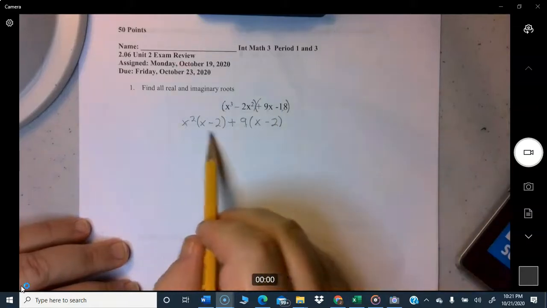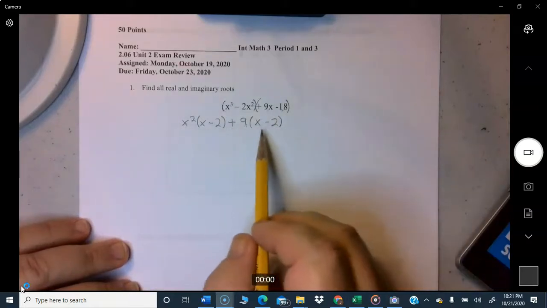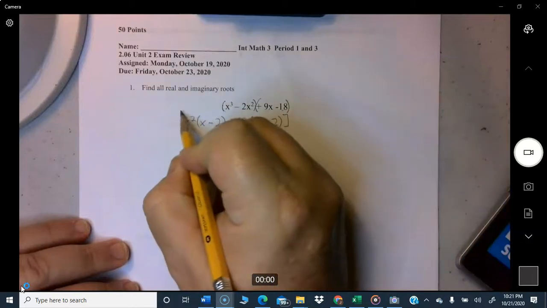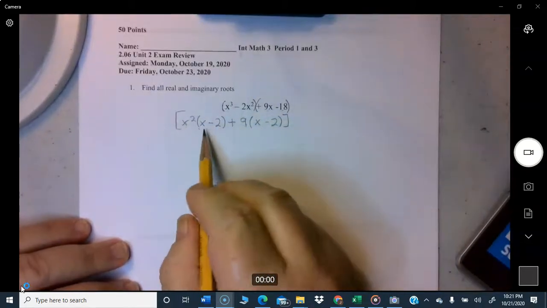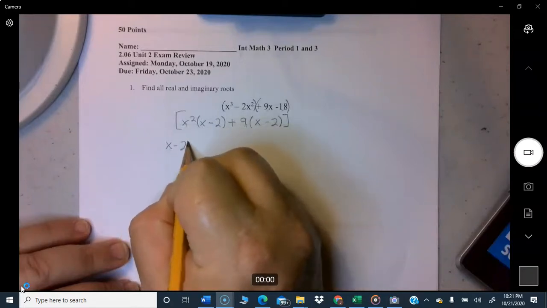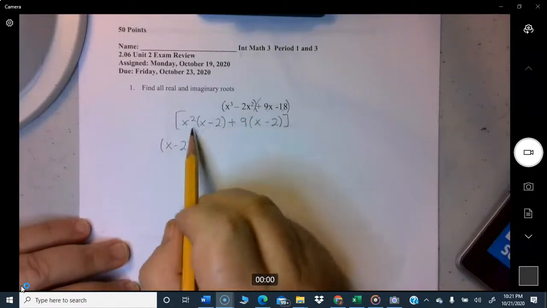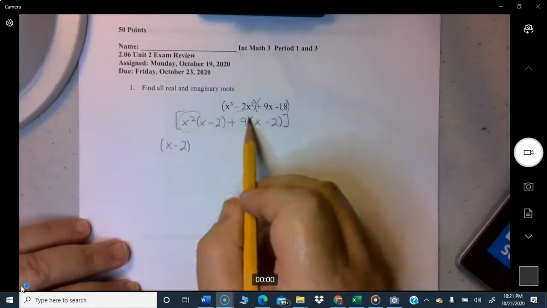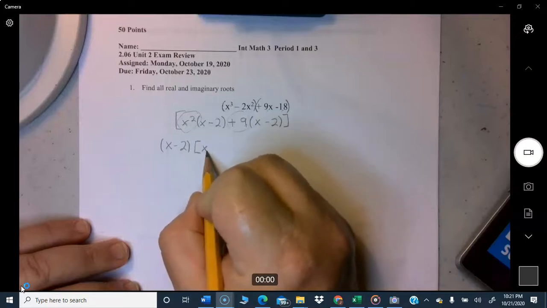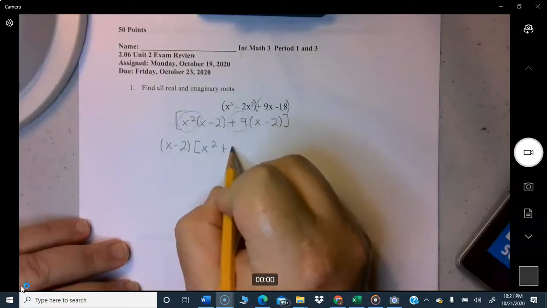And now we can see that this term over here and this term over here both have an x minus 2 in common. So we're going to put the big square brackets around it. We're going to pull that x minus 2 out. And what's left behind is this x squared and this plus 9. So we're going to put those back in the square brackets. They stay inside.